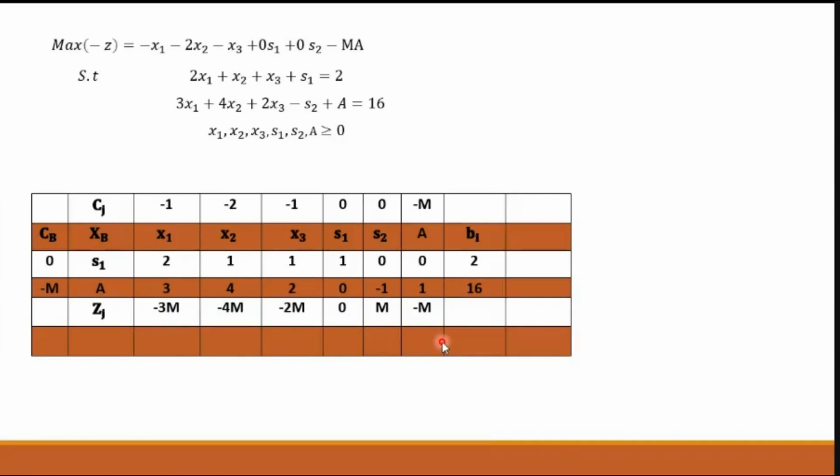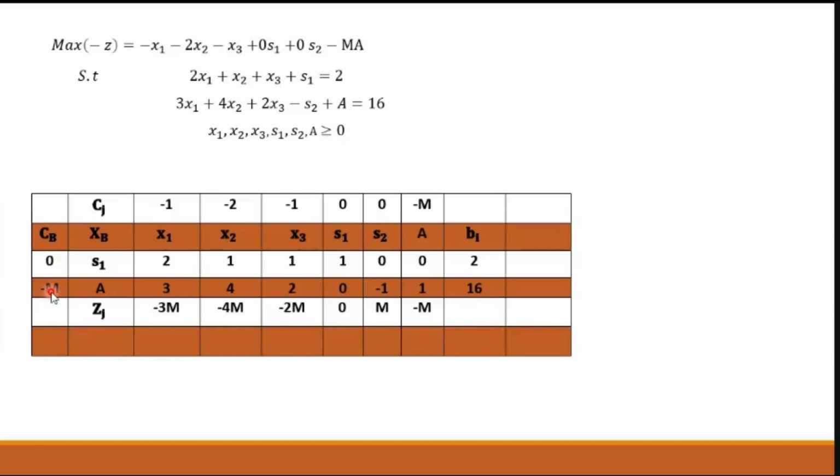CB is the cost. जो हमारे ऑब्जेक्टिव फंक्शन में जो हमने वैल्यूज दी हैं S1, S2 और A के लिए, जो भी वेरिएबल्स यहाँ पे हैं उसकी कॉस्ट को लिखना है. S1 को हमने 0 लिया है तो यहाँ पे 0 आएगा. A को हमने माइनस m लिया है तो यहाँ पे माइनस m आ जाएगा. दैट इज द CB कॉलम. ओके हर्ष?